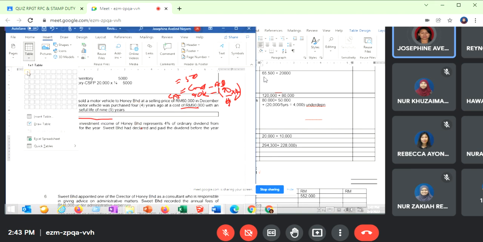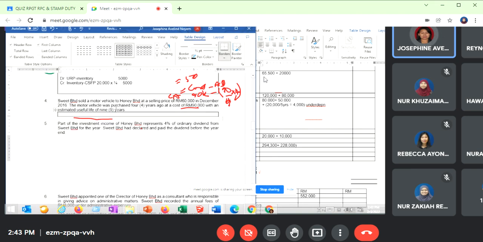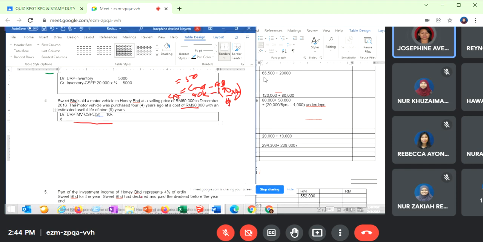So what do we do with the gain? It's not realized because the asset is still inside the group. The vehicle is still in the group. So we have to take out the profit. So we are going to debit the unrealized profit on the sale of the vehicle. When was the sale? The sale was made during the year. So we go to the consolidated statement of profit or loss of the seller. The seller is Sweet. 10,000. And we credit the motor vehicle. That will go to the consolidated statement of financial position.